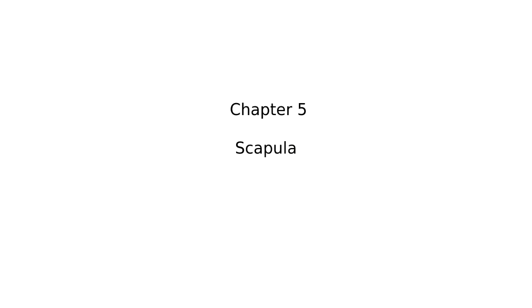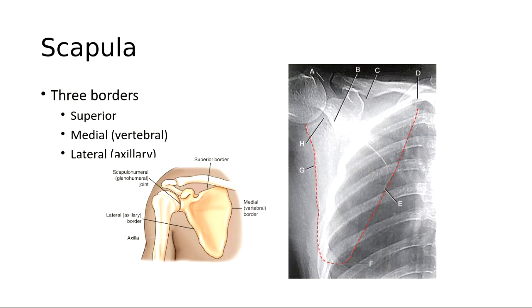Well, hello. This is chapter 5 in your positioning book, and we are continuing with scapula. Now, this particular image shows some of the anatomy of the scapula, and this can be found on page 180.